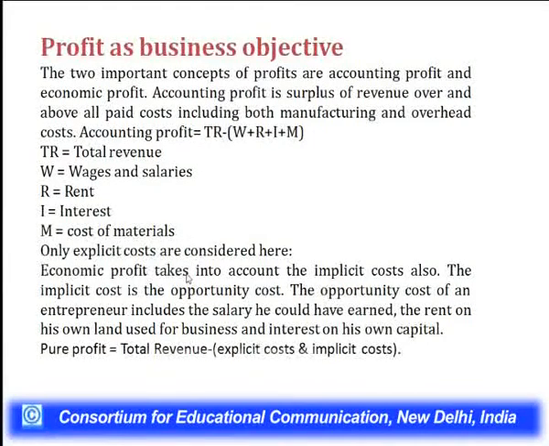But economic profit takes into account the implicit costs also. The implicit cost is the opportunity cost. The opportunity cost of an entrepreneur includes the salary he could have earned, the rent on his own land used for the business and interest on his own capital. Pure profit or economic profit is equal to total revenue minus explicit costs and implicit costs together. So, total cost now includes explicit cost as well as implicit costs.